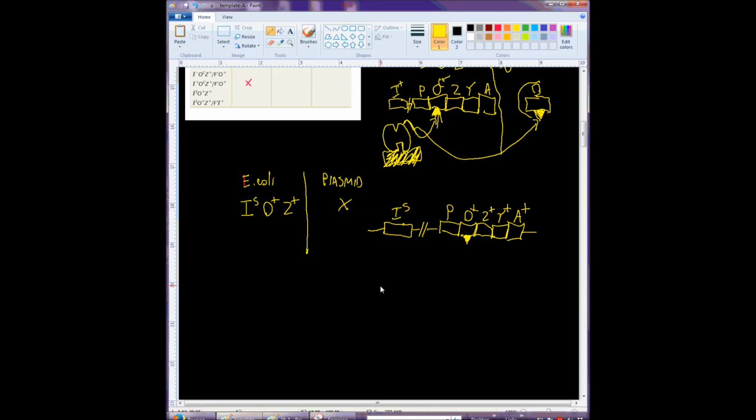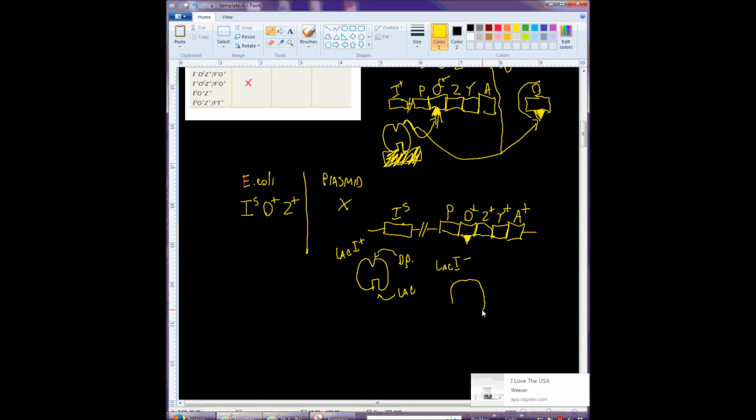Okay, so this is what lac I normally looks like. This is how we've been diagramming it. So this is lac I plus, with the DNA binding site, the operator binding site, and the lactose binding site. So we have lac I minus, which is mutated up there at the operator binding site, so it can never bind. It doesn't matter whether lactose is here or not, but the lactose binding site is okay.